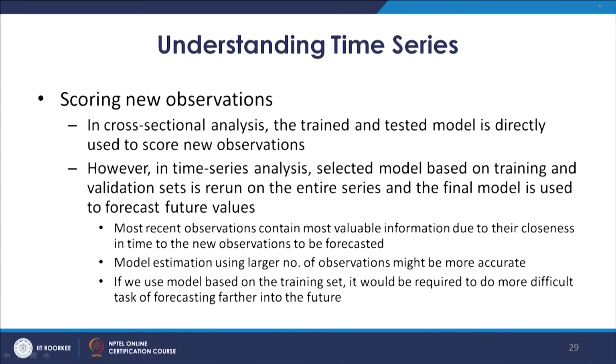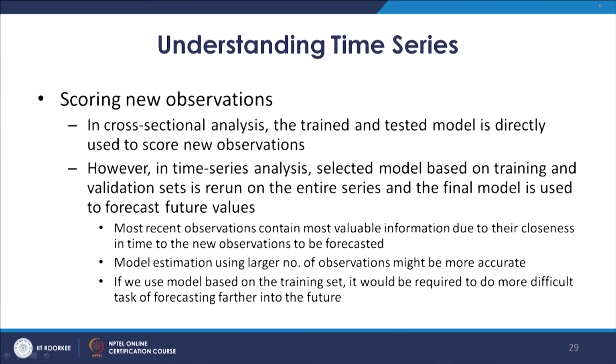The second reason is quite obvious: model estimation using a larger number of observations might be more accurate. If we restrict ourselves to just training data observations, the number of observations could be fewer, but if we use the entire series, then the number of observations would increase, and that would give us a chance to build a better model.